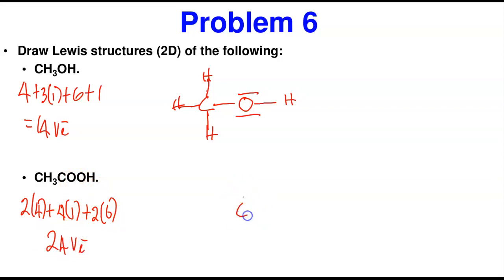Again, I'm going to write my carbon connected to 3 hydrogens first, and then there's another carbon here connected to oxygen and connected to another OH. This is what the skeletal structure might look like. But we have 24 electrons. We've used how many? 2, 4, 6, 8, 10, 12, 14.